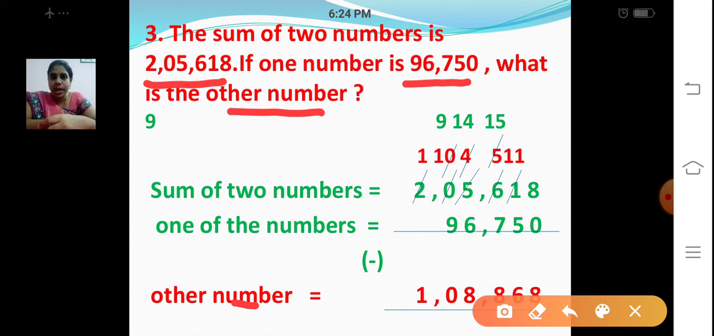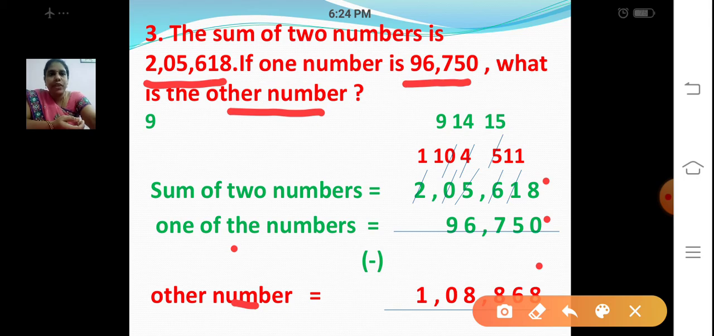Shall we do the subtraction now? Sum of two numbers is equal to 2,05,618, and one of the numbers is equal to 96,750. The other number that we are going to find out now. How will you find out that number? We have to subtract these two numbers. Shall we subtract now? Where we have to start? From the ones place, right? So start from the ones place. 8 minus 0 is 8. Write it down, 8 here.